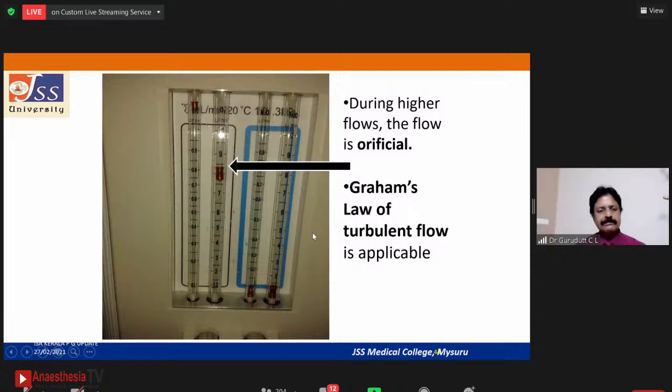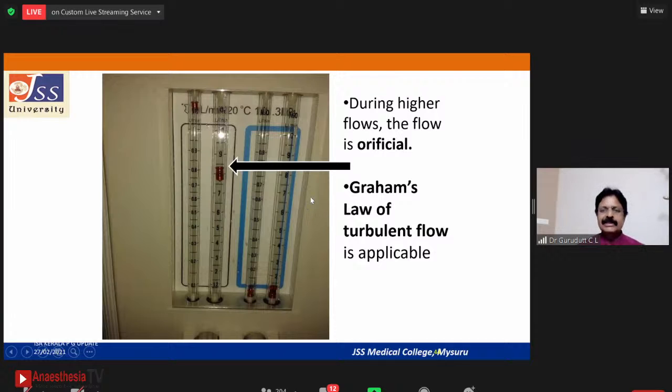And already I told you, when we were talking about the calibration of these flow meters, they are calibrated at sea level. Suppose I take the same machine, which has been calibrated at sea level, to a high altitude area. For example, I want to use the same machine in Ladakh. So what will happen there?